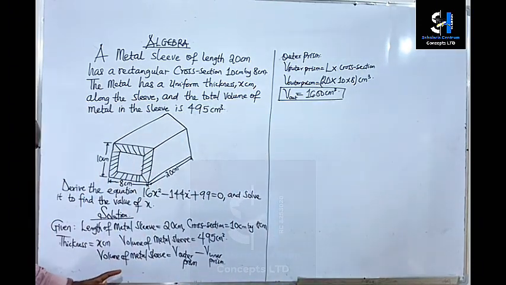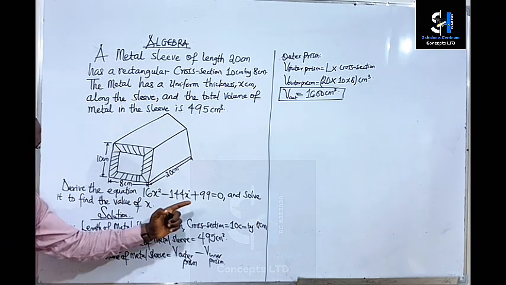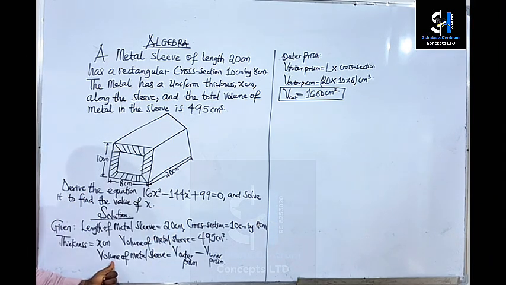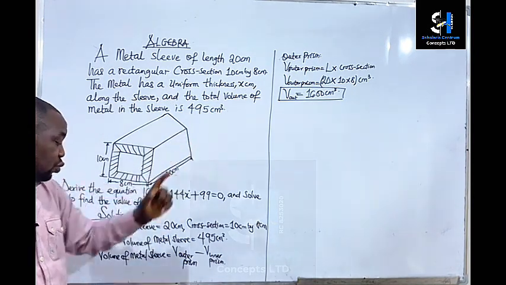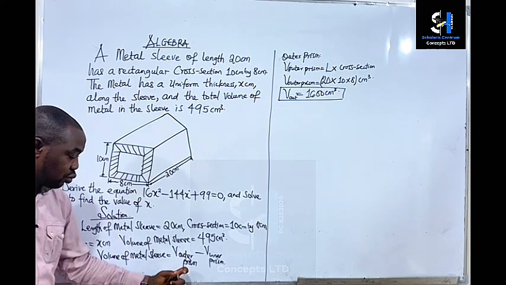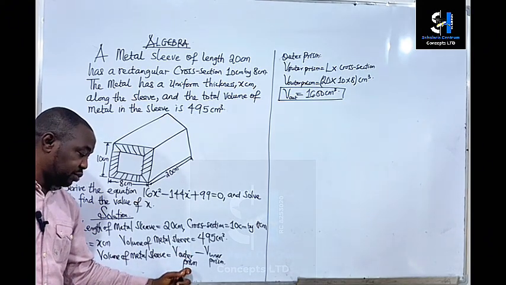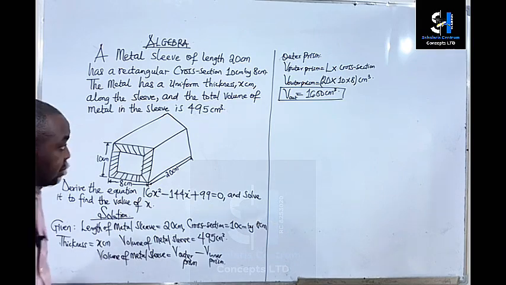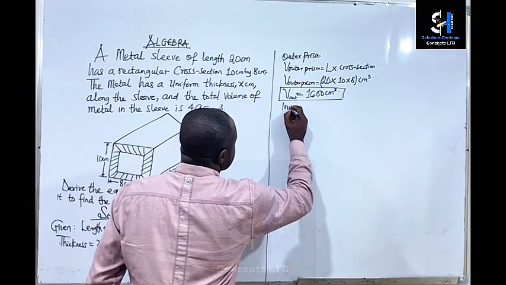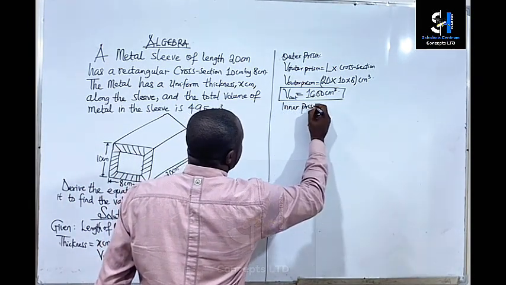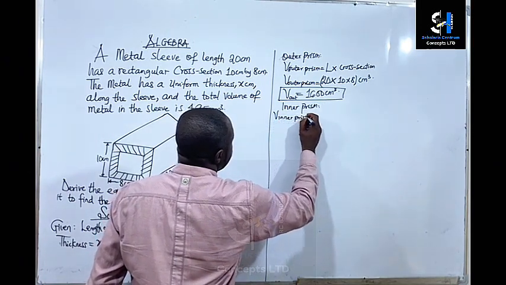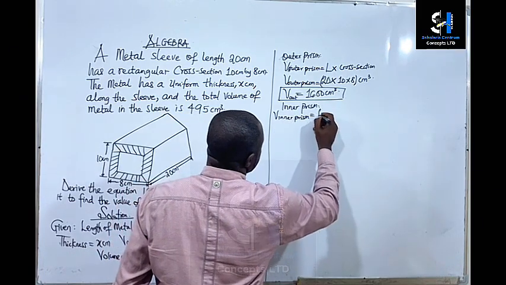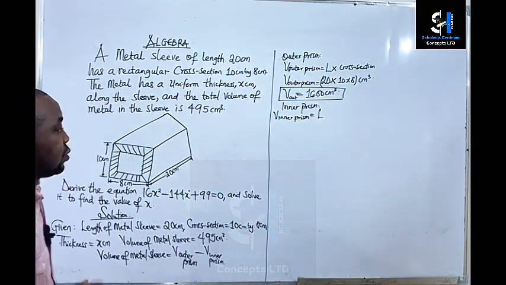Remember, this is the formula we're going to use, because first we need to derive this equation. And because we have been given the volume of the metal sleeve, which is 495 cubic centimeters, we need to first know the volume of the outer prism and the inner prism. So for the inner prism, the volume will be the length times the cross section.